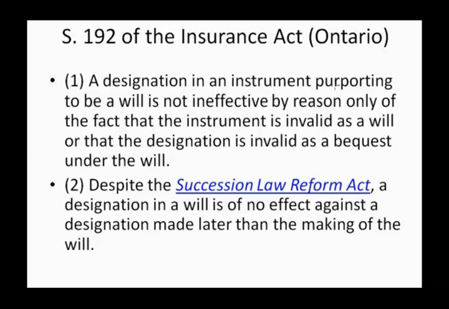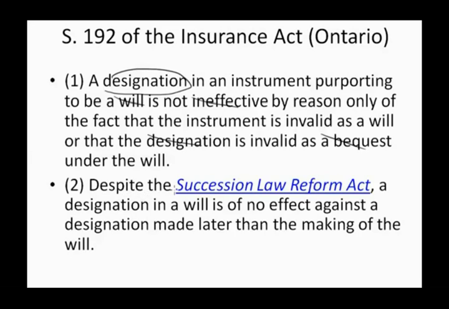So designation, an instrument purporting to be a will is not ineffective, so we get double negative language there, by reason only of the fact that the instrument is invalid as a will or the designation is invalid as a bequest under the will. So basically what we're saying here is we'll keep the designation still, even if the will is no good, or even if the designation is not considered a bequest under the will, which is the language that we use in the Insurance Act to identify a designation made in a will that's not a beneficiary designation, although somewhat confusingly, and we'll see this much later on in the presentations, the will still makes reference to beneficiary designations when we get into wills legislation.